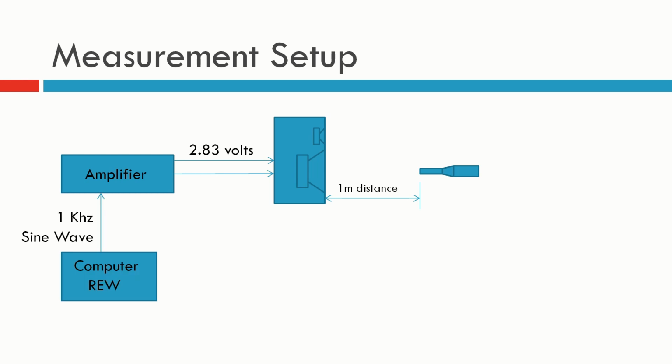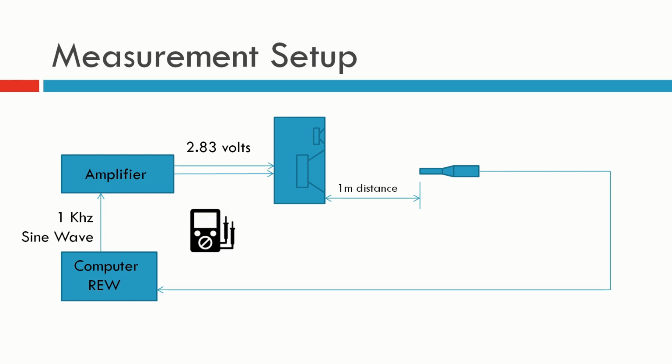And you're going to feed your amplifier the signal. In my case, I'm using my computer, and I'm using software called REW, which is Room EQ Wizard. And within that software, there's a tool that allows you to generate any kind of signal. In this case, we're going to be doing a sine wave at 1 kilohertz. And also you're going to be connecting your microphone as an input into your computer.